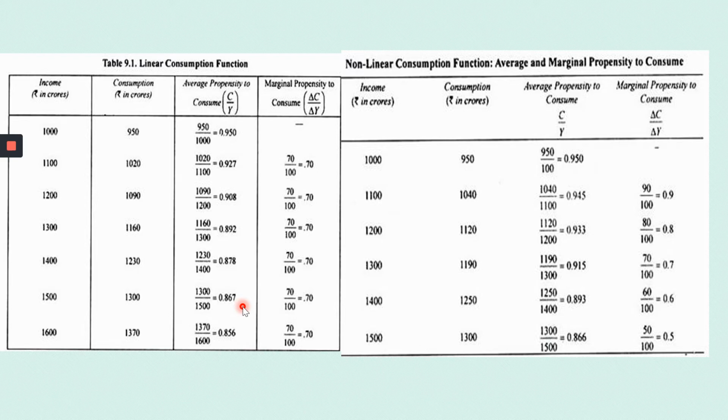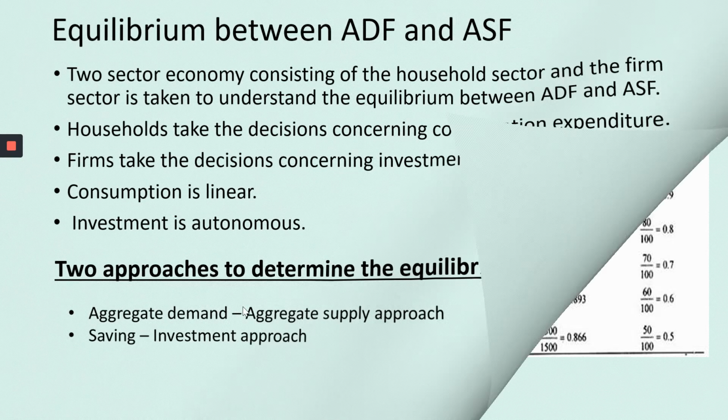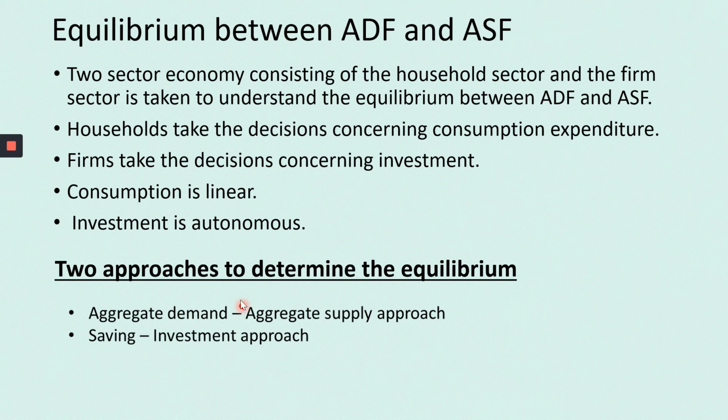Did you understand? So let us go back to the equilibrium between ADF and ASF. Just to make you understand this particular line, I had that additional slide. So here consumption is linear. Similarly, investment is autonomous. What do you mean by investment is autonomous? Investment can be induced or investment can also be autonomous. What do you mean by autonomous?